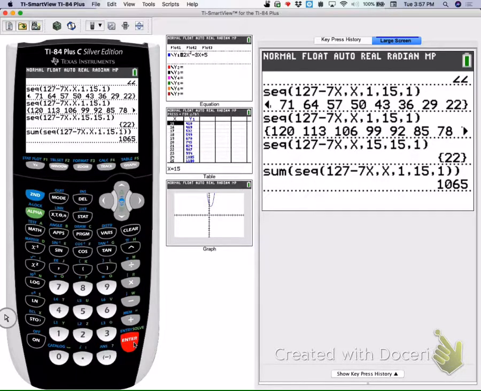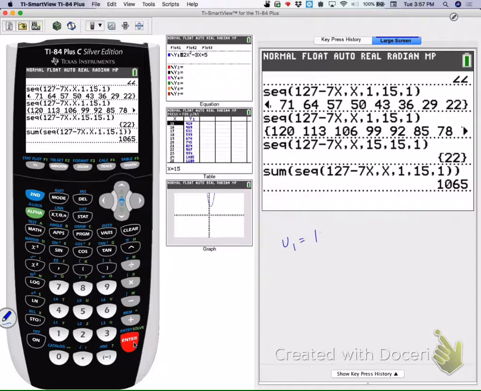Now, how do I know that that's right? Well, my first term was 120. I can see that in my list. My 15th term was 22. We did that multiple ways. I'm adding up 15 numbers. So 15 over 2, that's 7.5, times 120 plus 22, which is 142. And 142 times 7.5 is 1,065. So it checks out. Like I said, that's a good way to check your work, but they're going to want to see you use some type of formula. I would just use it simply to check.